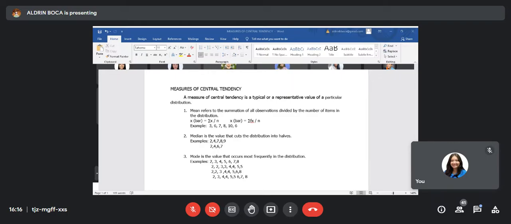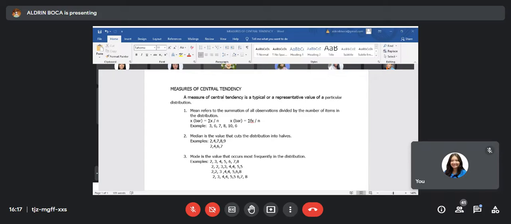50%, ito naman ang interpretation ng median, kasi sabi nga, definition, it cuts the distribution into half. So the definition would be that one, and then the interpretation would be 50% of the scores in the distribution is below the median, while another 50% is above the median. Okay? So 50% below, 50% above the particular value of the median.